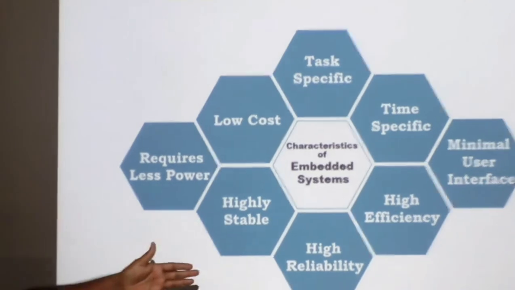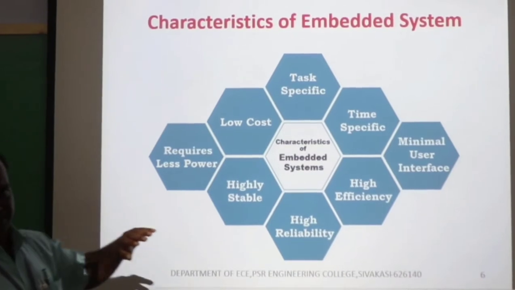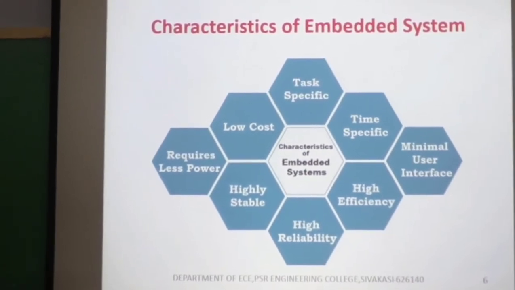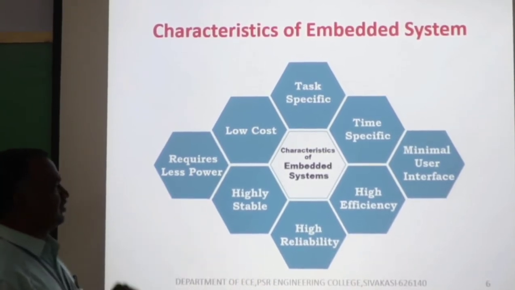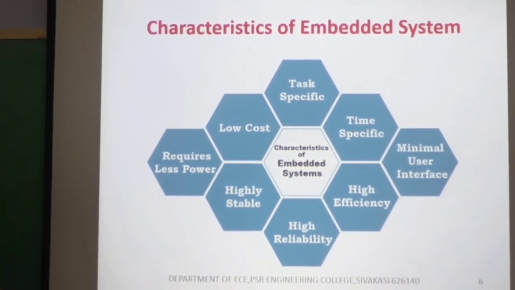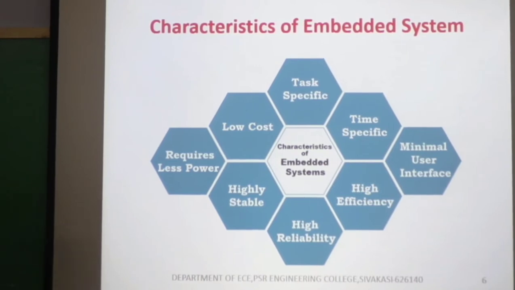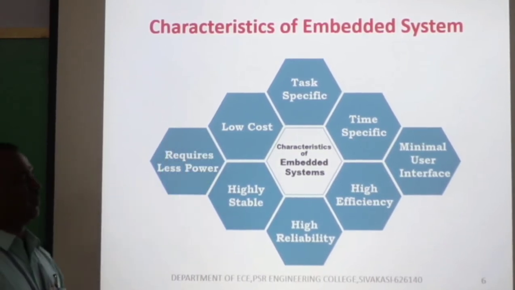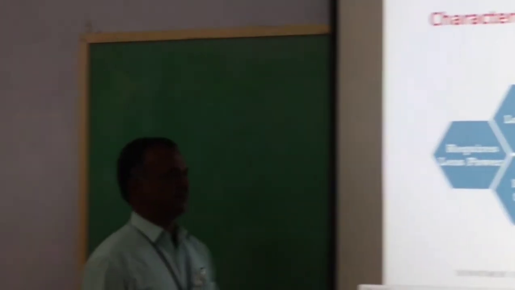Then the high reliability, that is the output should be constant always, in all circumstances, it should provide the same output, that is highly stable and highly reliable. Then the system requires only less power, that is it consumes only less power. Then the system cost should be very less. So these are the basic characteristics of embedded system.